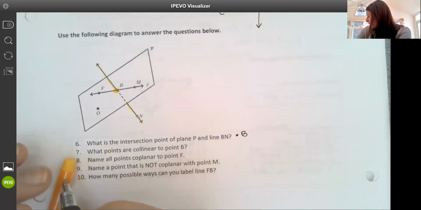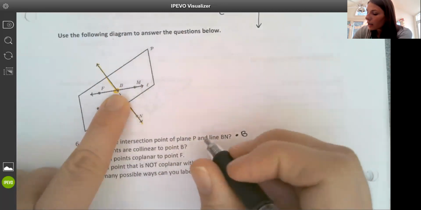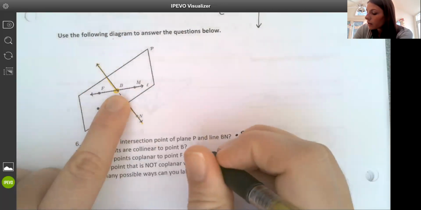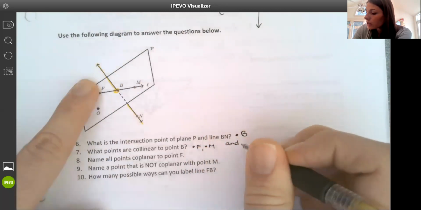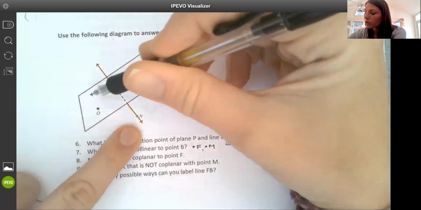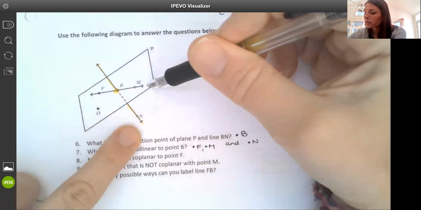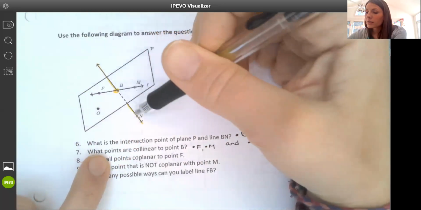What points are collinear to point B? So here's point B. I have on this line, point F and point M, and on a different line, point N. Okay, so F and M are collinear to B on this line L, little L here, and N is collinear to B on this other line.